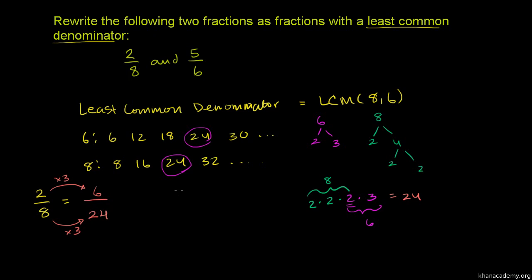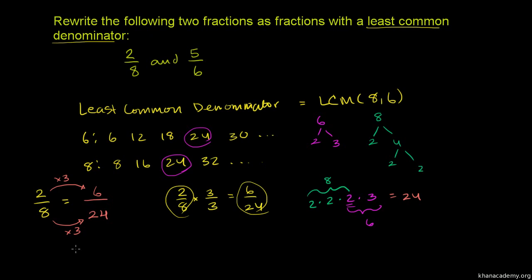To see that a little bit clearer, you say, look, if I have 2/8, and if I multiply this times 3 over 3, that gives me 6 over 24. And these are the same fraction because 3 over 3 is really just 1. It's 1 whole. So 2/8 is 6/24ths.